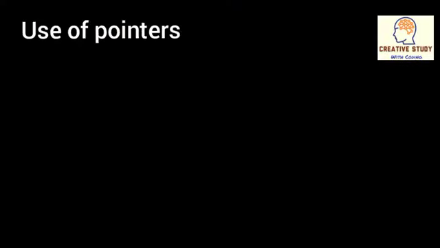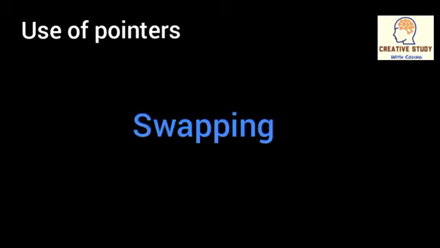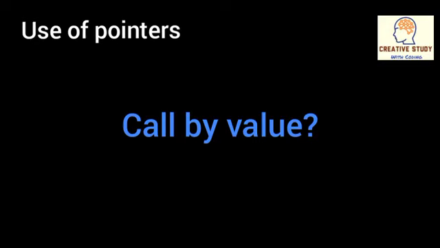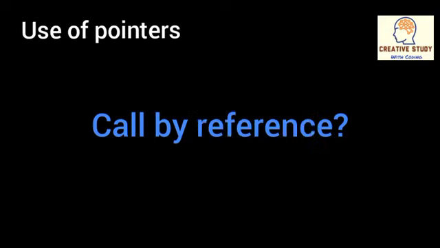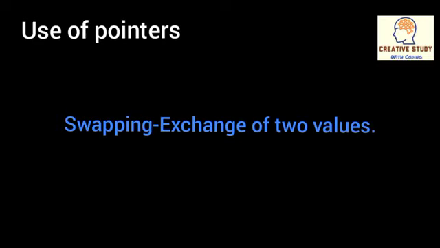Now let's see the use of pointers. The first one is swapping values by call by reference, but first we'll see what call by value is. After that, what call by reference is, and both of these are ways of calling a function. Swapping refers to the exchange of two values. But do you remember what a function is and how to work with functions? Let's take a short revision before proceeding.